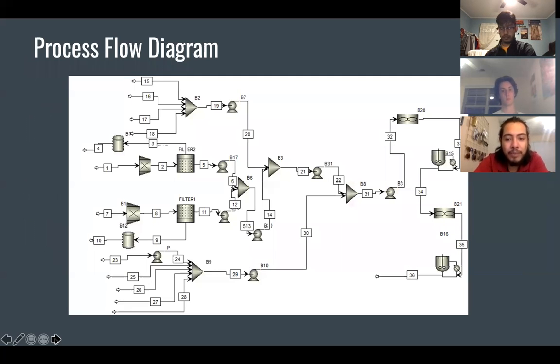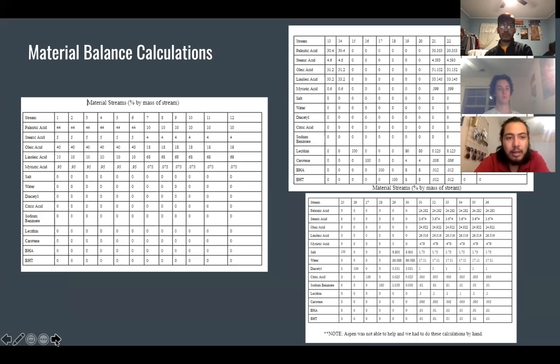So here we can see the entirety of the process and the process flow diagram. We have the different mixing tanks that all come together to a final mixing tank, which then undergoes the heat exchanger and the crystallizer twice. And here are our material balance calculations. They are the composition of each stream determined by percent of mass of the stream itself.